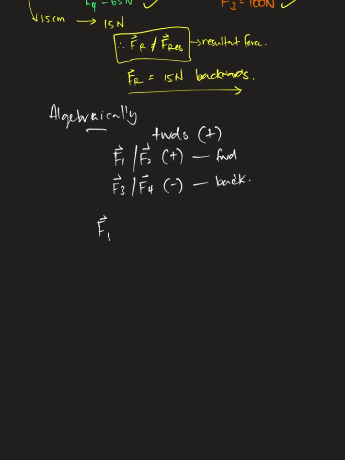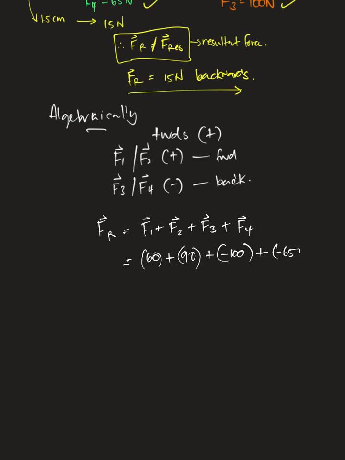So we're going to say FR is equal to F1 plus F2 plus F3 plus F4. F1 we know is 60 newtons, plus F2, which was 90 newtons, plus F3, but F3 is backwards. So F3 is going to be plus minus 100 newtons. Plus F4, which is also negative because it was moving backwards, plus minus 65 newtons.